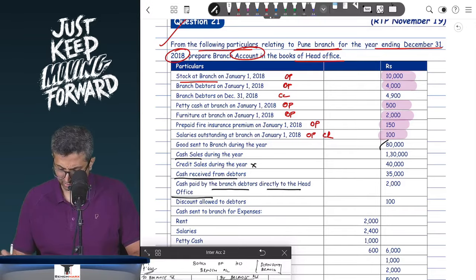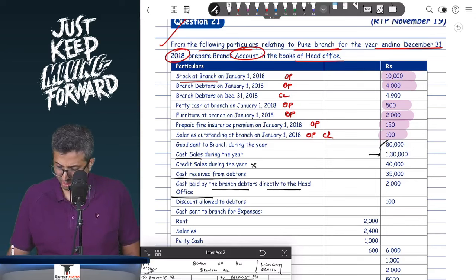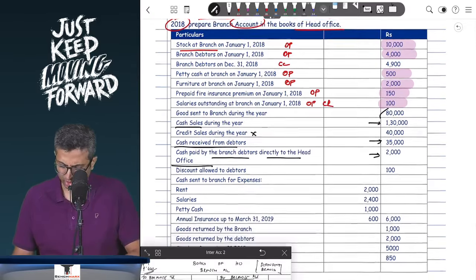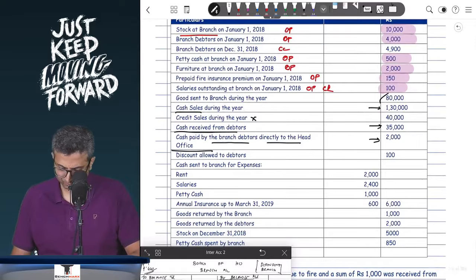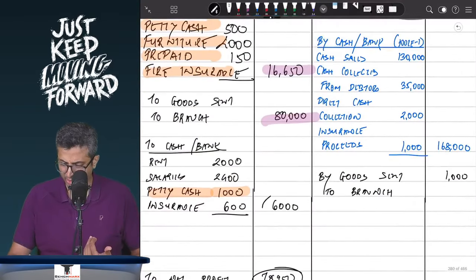Discount allowed, that would already have been deducted in the cash received, which means if everything is remitted, 1, 2 and 3, 130 plus 35 plus 2, maybe 167 will be the remittance back. Discount allowed will help you in calculating the closing debtors if required. Cash sent to branch for expense for 1, 2 and 3 and 4. If you total up all of this, this is 6,000 I believe. You will take this as it is, 1, 2, 3, 4 and 6,000.